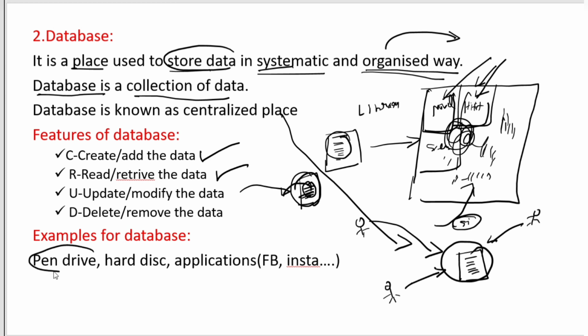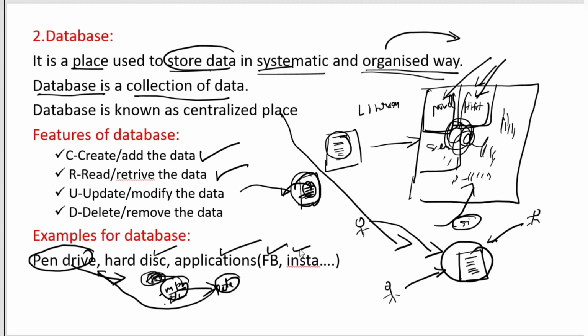Then what are examples of a database? For example, we have a pen drive. In a pen drive, we can store .JPEG images, .MP4 files, similarly .pdf files. Whether it is JPG format, image, MP4 or PDF, all these are data. We are storing data in a database. Similarly, a hard disk is an example of a database, and all the applications, FB, Insta, or whatever it is. Everything is a database.